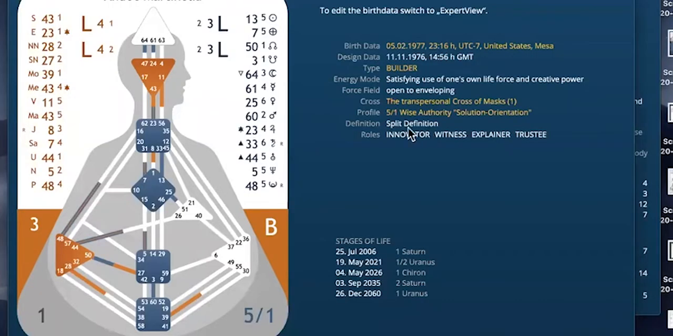Okay. Yeah, I mean, it's different. I've only known 2 in real life. I've done sessions for some, but I only know 2 like that are my friends. Oh yeah, here it says right here, split definition. It would say triple split or quadruple split or things like that.